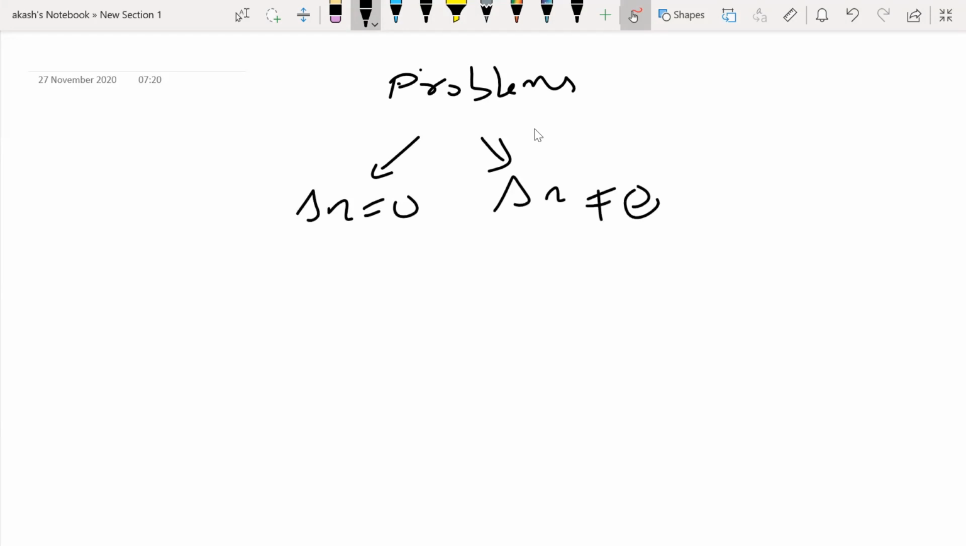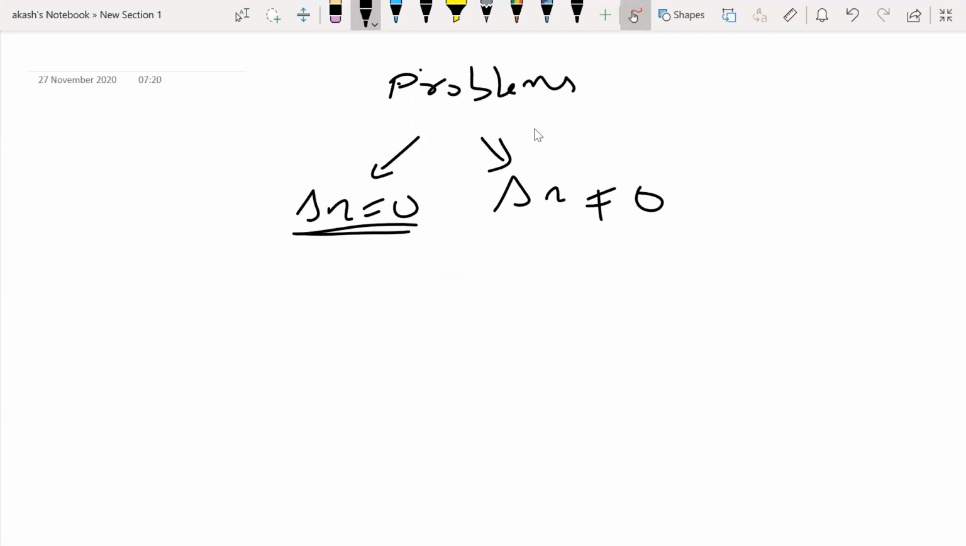Now what is this delta n? This is not E, this is 0. So the delta n equal to 0 kind of reactions and delta n not equal to 0. Delta n equal to 0 means the total stoichiometric coefficient of reactants and the total stoichiometric coefficient of products are the same. Only then, when you subtract the total stoichiometric coefficient of reactants from that of products, will it become 0.